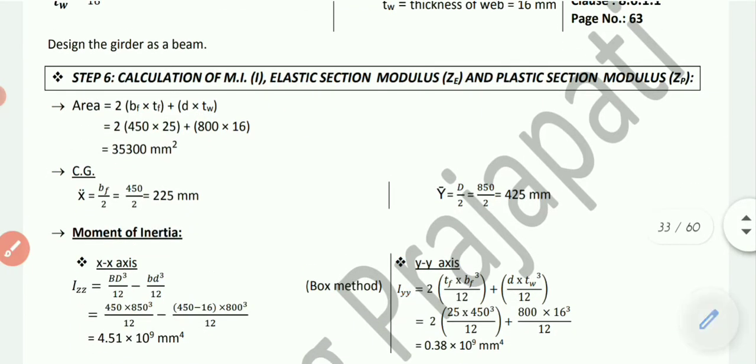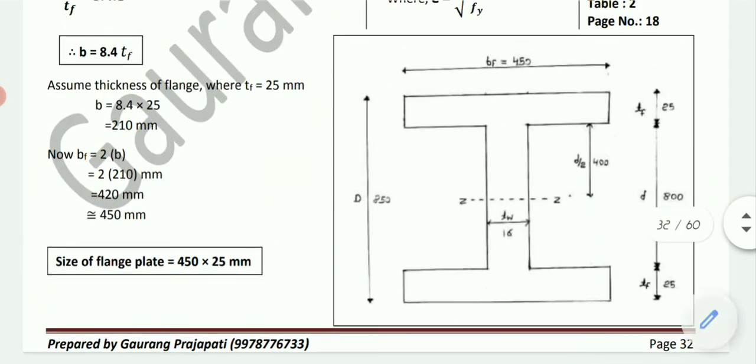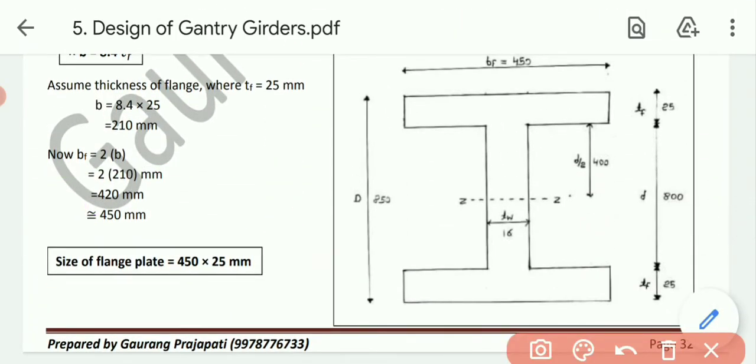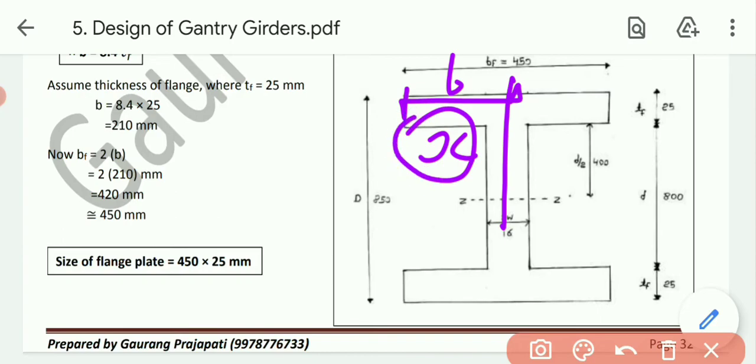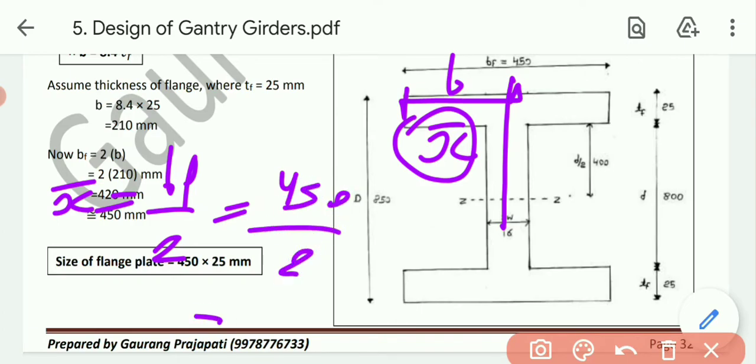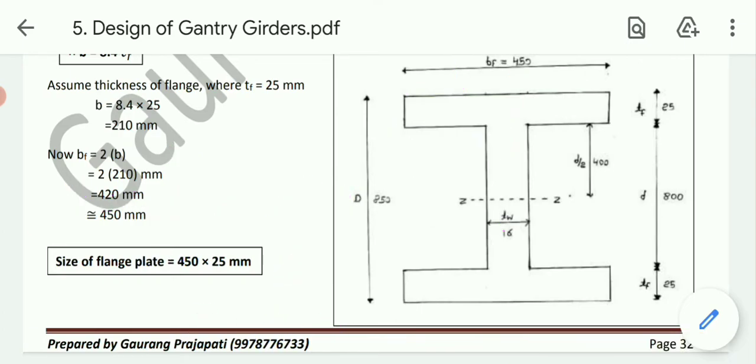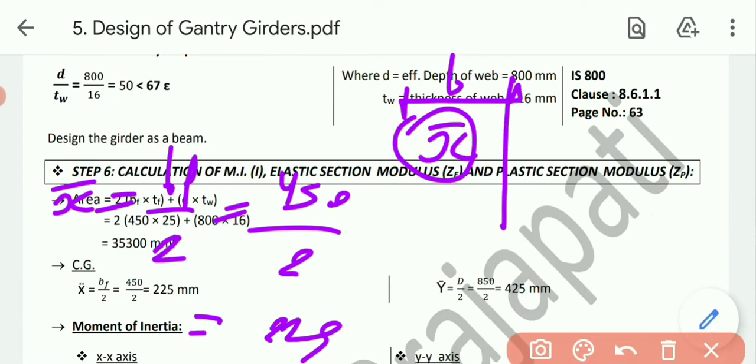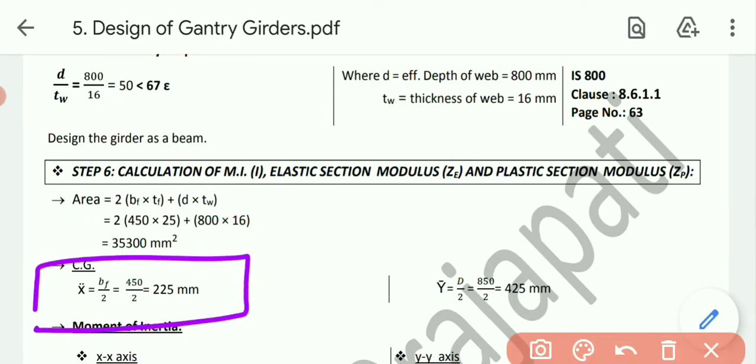By doing so, now talking about CG. So CG is, first of all, as the I section is a symmetrical I section, so CG is talking about X bar, it is always at the center from the edge. So X bar equals BF by 2, that is 450 by 2, so answer is 225. That's the value of the X bar. You can see over here, X bar, that is BF by 2, 450 by 2, 225 mm.